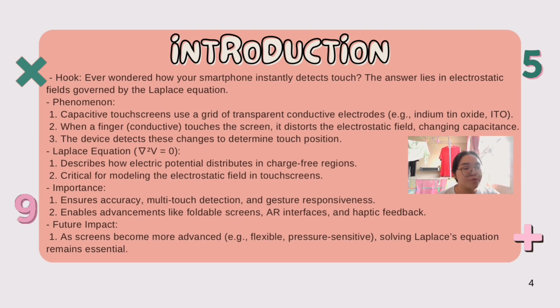Ever wonder how your phone knows exactly where you touch? It's all thanks to electrostatic field governed by the Laplace equation. Capacitive touchscreens use conductive material like indium tin oxide. When your finger touches the screen, it changes the electrostatic field. The device detects this to find the touch point.